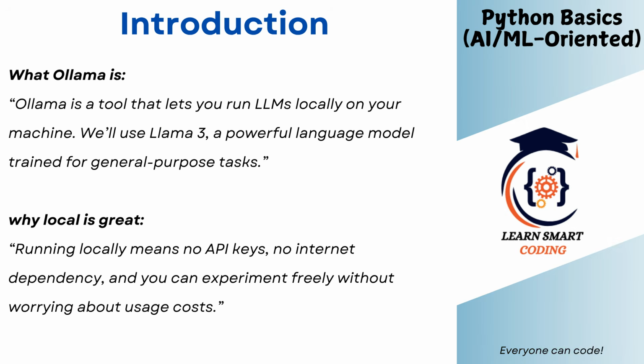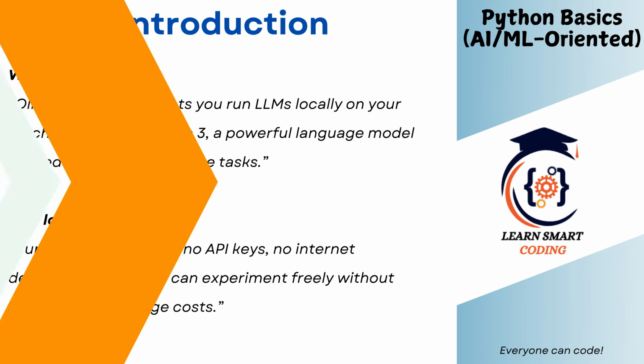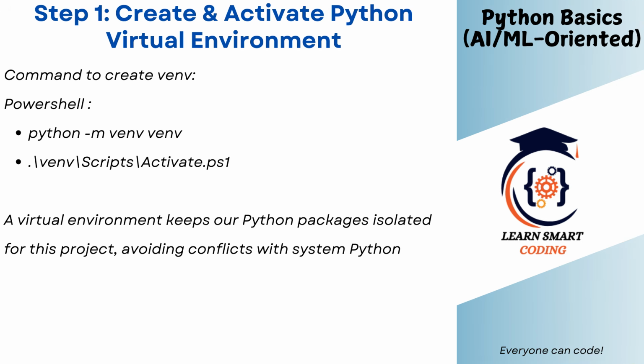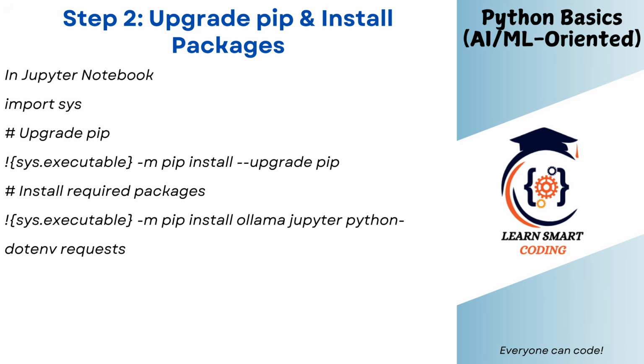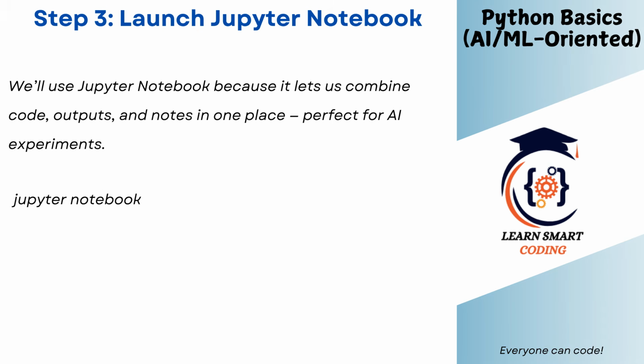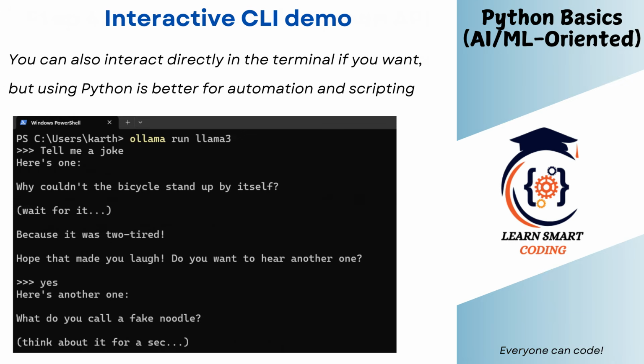Ollama is a tool that lets you run LLMs locally on your machine. We will use Llama 3, a powerful language model trained for general purpose tasks. Now, running locally means no API keys, no internet dependency, and you can experiment freely without worrying about usage cost.